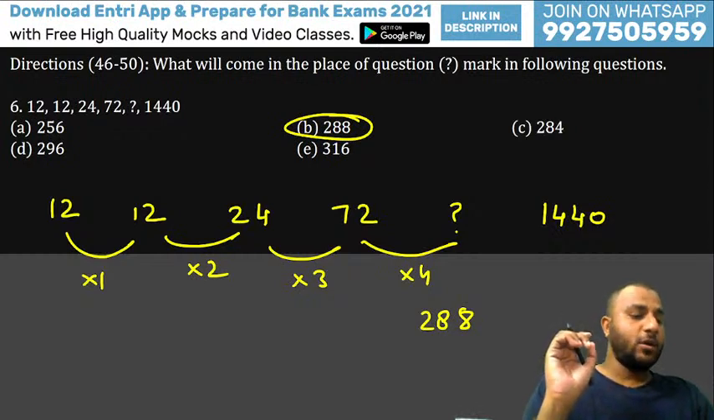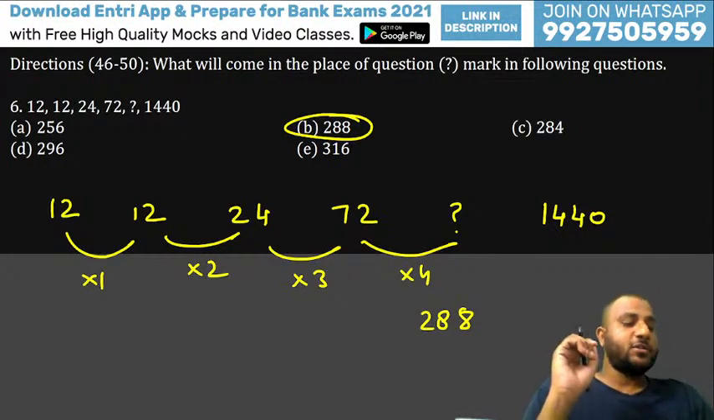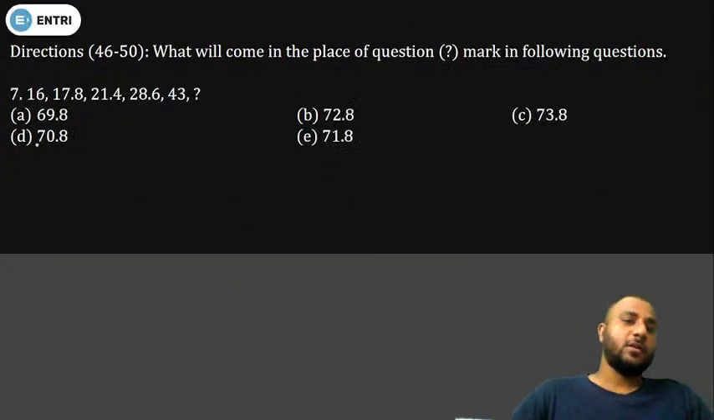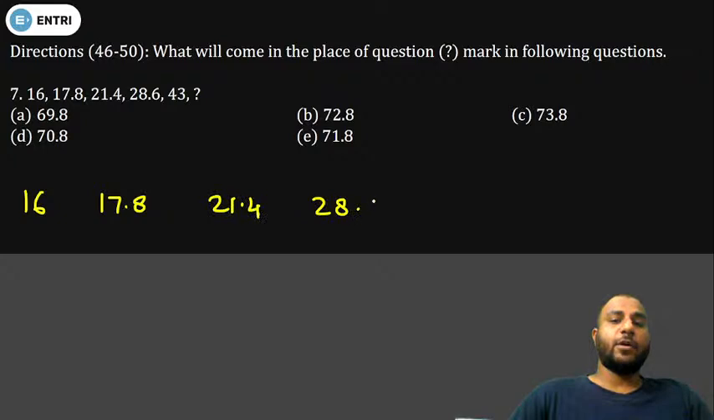Venki, very good. Very good, Sajamol. Very well, very well. So you guys are doing really well. Just focus on the organized method and you will learn everything. Next, 16, 17.8, 21.4, 28.6, 43, and the next one is.